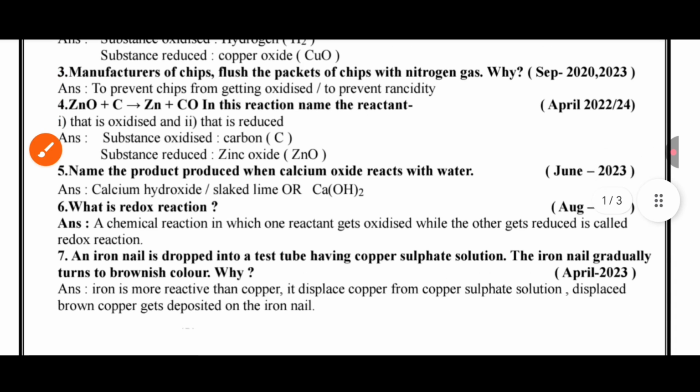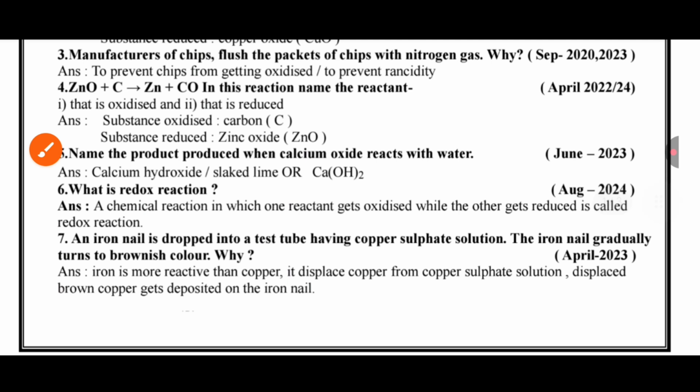Next question. Manufacturers of chips flush the packets of chips with nitrogen gas. Why? To prevent chips from getting oxidized or to prevent rancidity. ZnO plus C gives Zn plus CO. In this reaction, name the reactant that is oxidized and that is reduced. The substance that is oxidized is carbon. The substance that is reduced is zinc oxide.